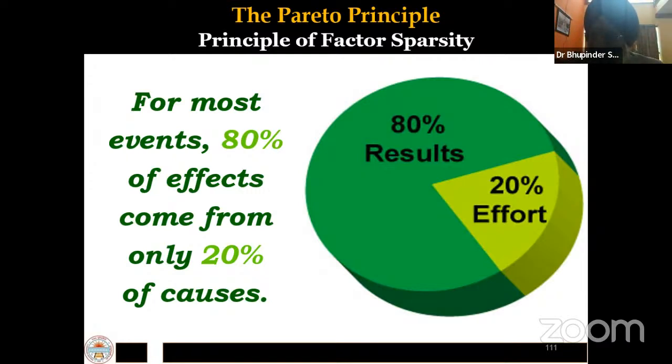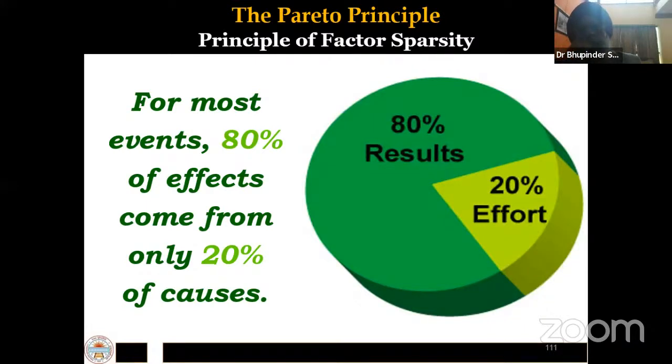80% of the fatalities are due to 20% of the diseases. 80% of the products of a pharma company or any other company are consumed by 20% of the consumers. So 80% of the wealth of the world is owned by 20% of the rich. So the Pareto principle holds good.